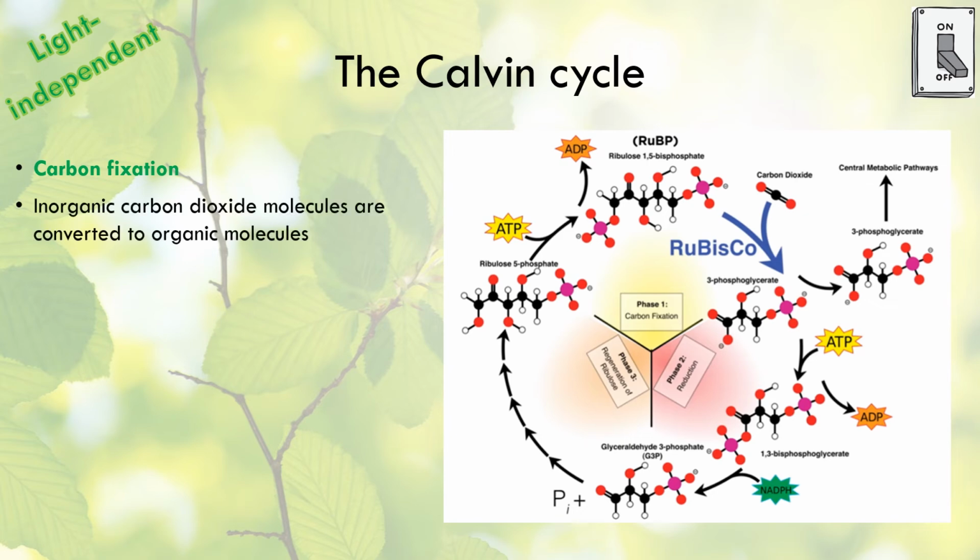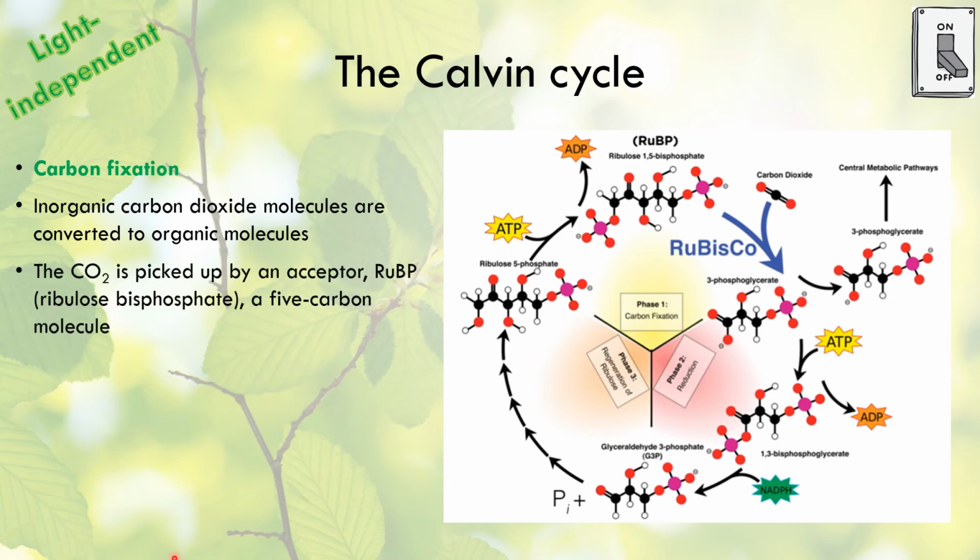The Calvin cycle is our carbon fixation. This is where we take our carbon dioxide and turn it into our organic molecule, so we create our sugar from this particular process. Our carbon dioxide is picked up by an acceptor. This acceptor is RuBP, ribulose 1,5-bisphosphate, and you can see where Rubisco gets its name from, because this is the enzyme that catalyzes this process.